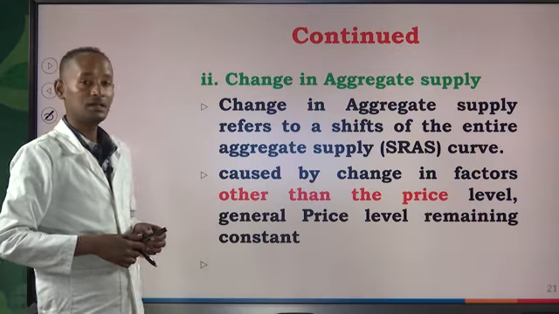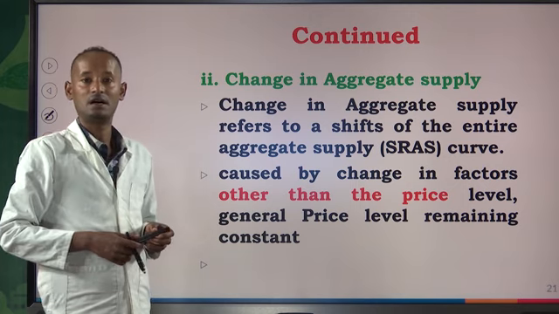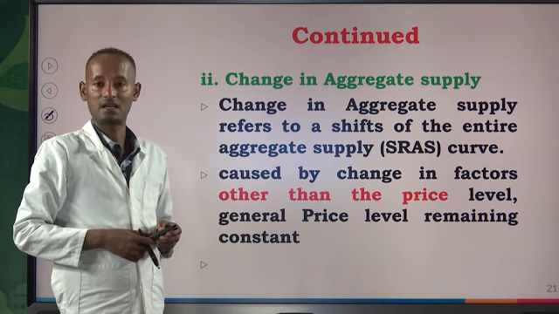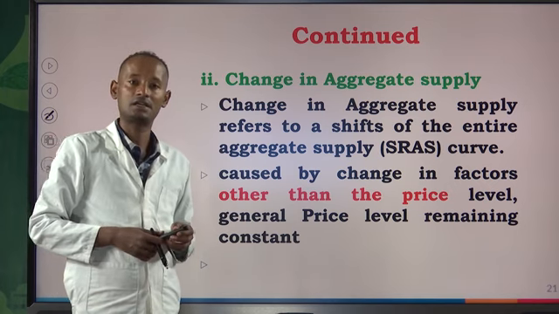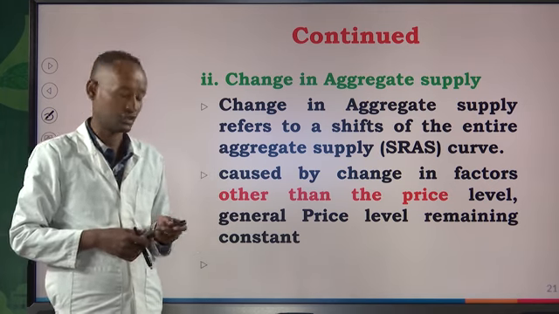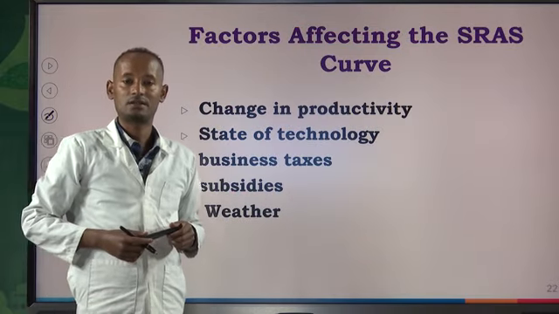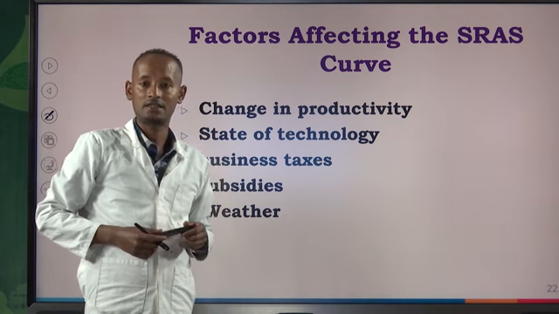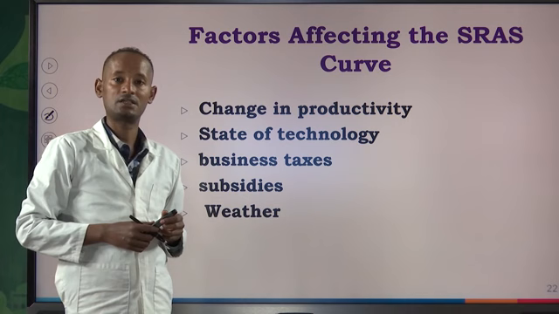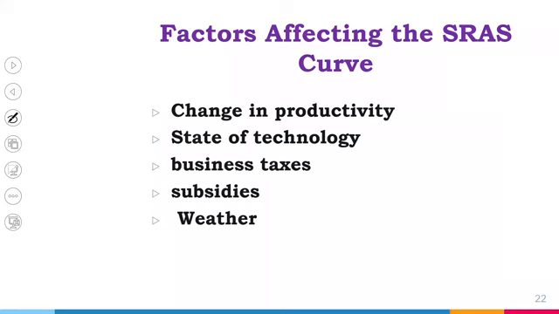Change in aggregate supply is caused by change in factors other than the general price level. These factors shift the aggregate supply curve either to the left or to the right from its entire position. Those factors that increase aggregate supply will shift the aggregate supply curve to the right, and those factors that reduce aggregate supply will shift the aggregate supply curve to the left.